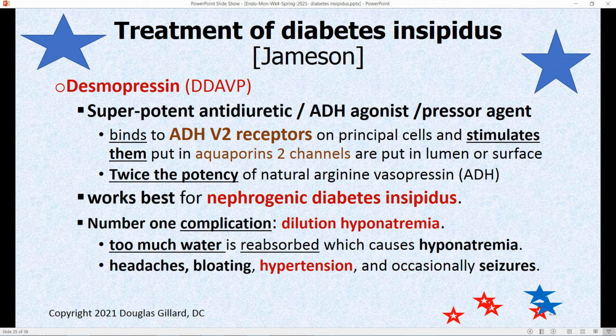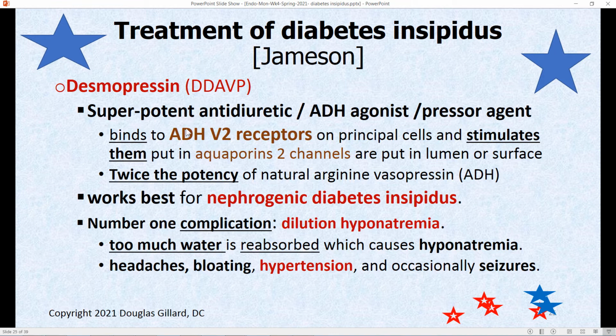So it's considered an ADH agonist, or a pressor agent, like vasopressin again. So these all do the same thing. They cause the reabsorption of free water. So how does it work?